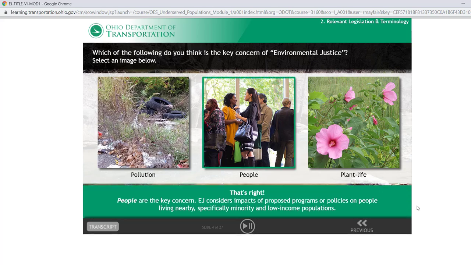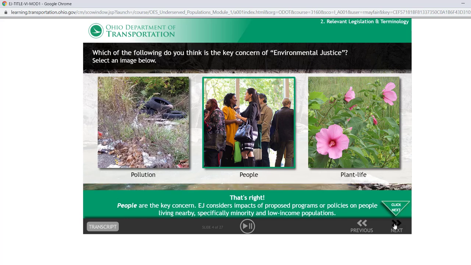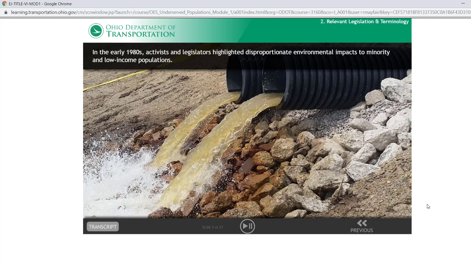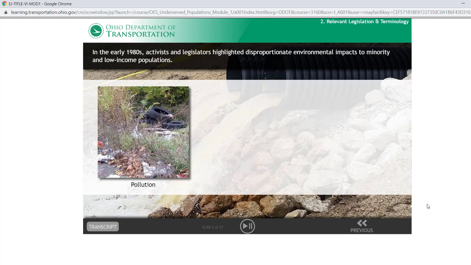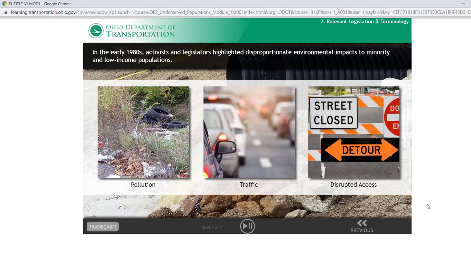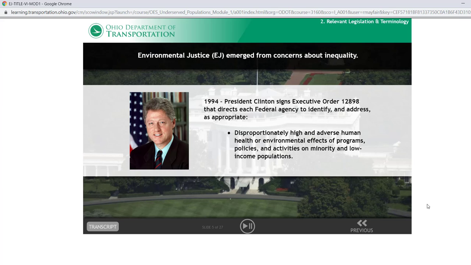Environmental justice is concerned with the impact of proposed programs or policies on the people living nearby, specifically minority and low-income groups. The 1970s saw the establishment of broad anti-discrimination and environmental protection laws. Then, in the early 1980s, activists and legislators advanced specific issues, including how federal undertakings tended to cause disproportionate environmental impacts to minority and low-income populations. For example, landfills were increasingly located near these populations, while road widening projects and new highways introduced traffic, disrupted access, and severed community ties. Environmental justice eventually emerged from this concern about inequality.